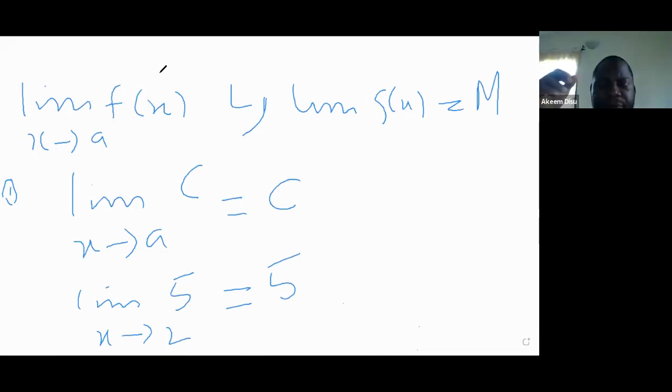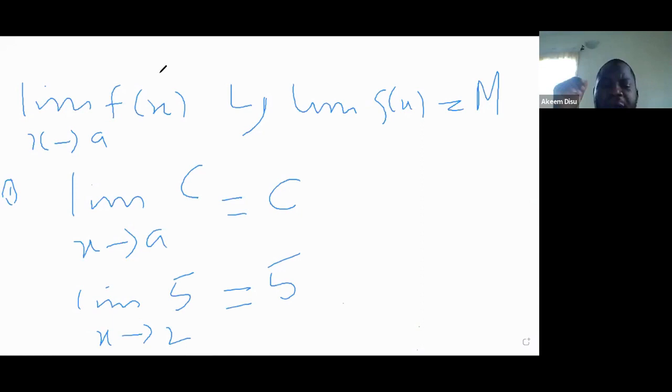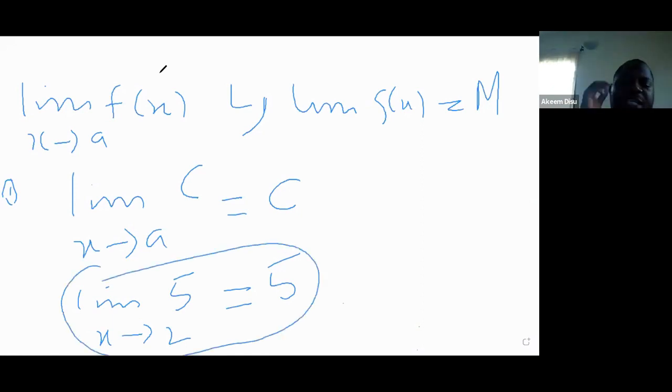It's not clear. I said limit of a constant is a rule, a theorem, a property, that the limit of a constant will give the constant back. I'm using as an example limit of 5 as x tends to 2 is equal to 5. That's what I've just done.